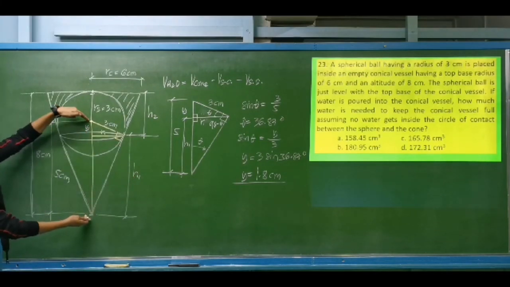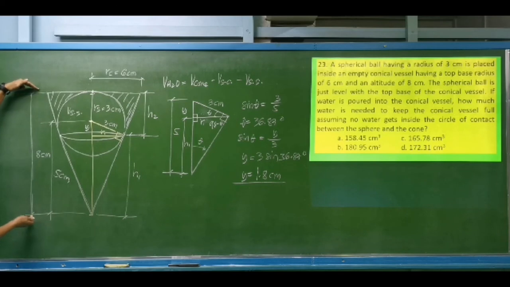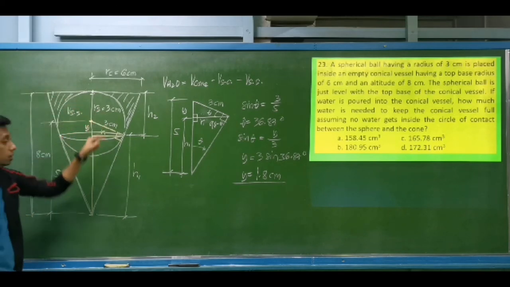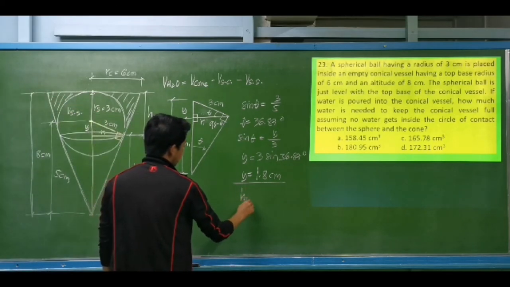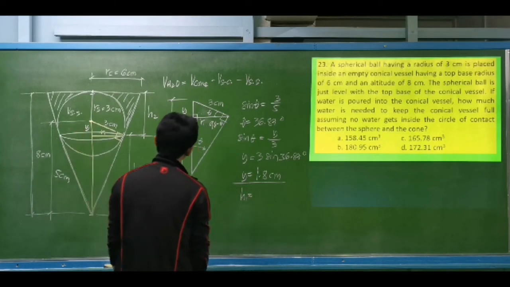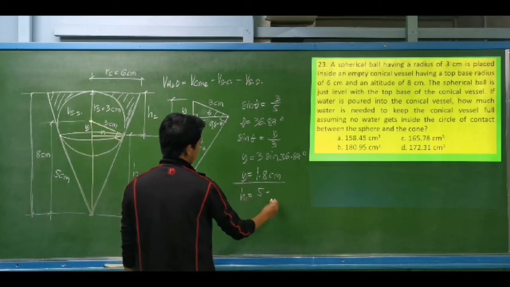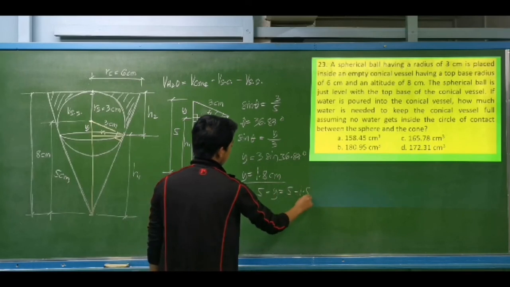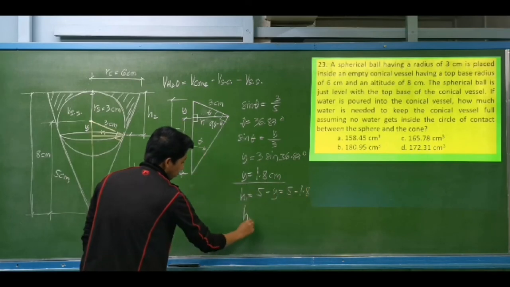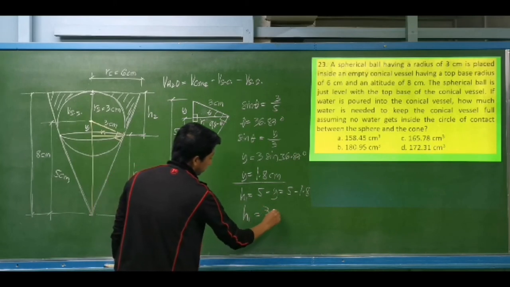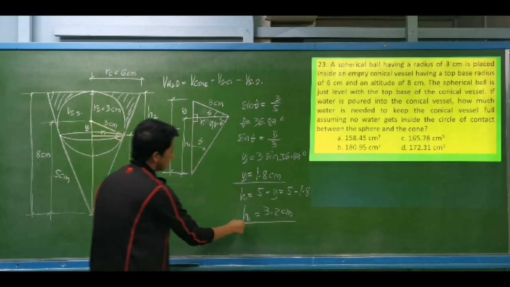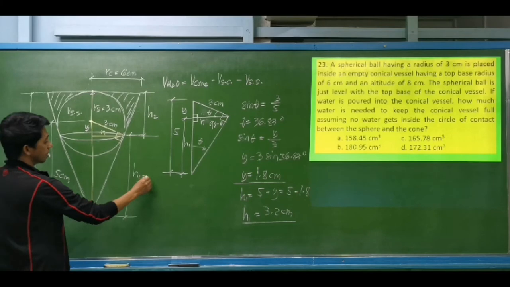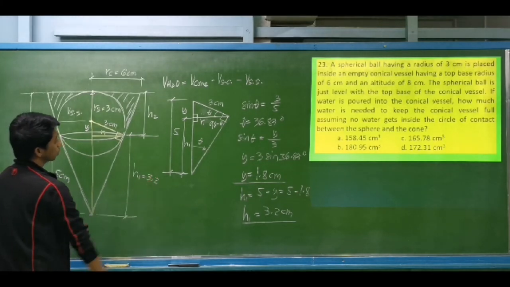Ayan, kung yung y is 1.8, paano natin gawin si h1? Diba 5 cm ito? That is 8 minus 3. So we have the value of h sub 1, yung height ng maliit na cone is 5 minus y. This is equal to 5 minus 1.8. So yung h sub 1 is equal to 3.2 centimeters. Okay, meron na tayong height ng small cone, 3.2.